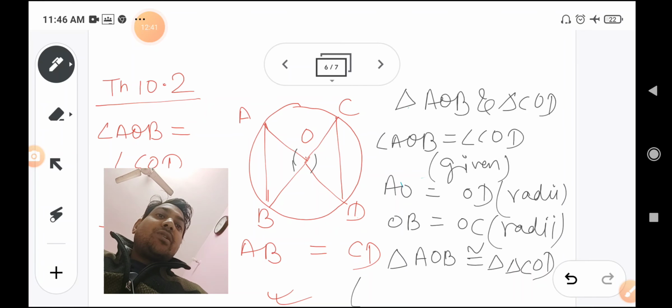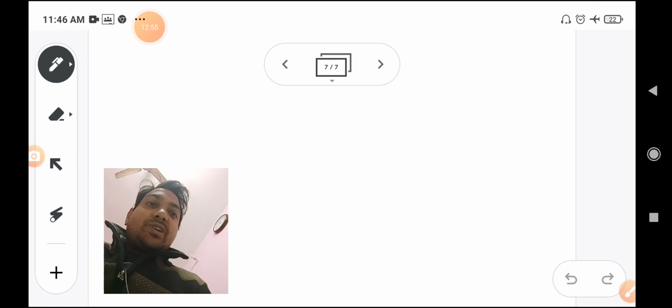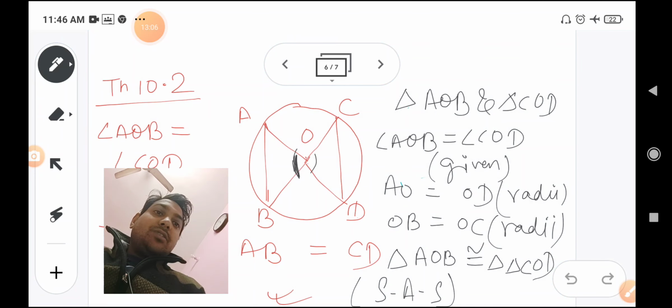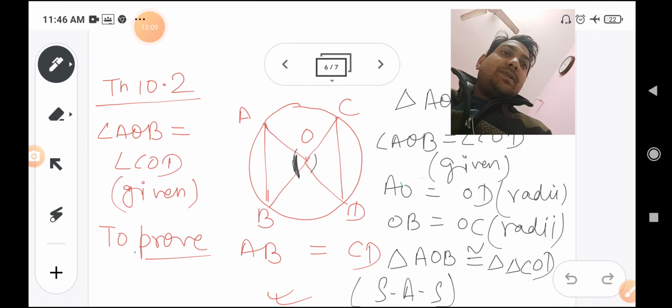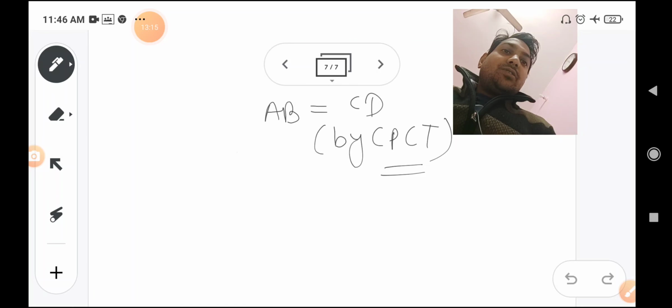What is the congruency theorem? These are the two sides and here is the included angle. So side angle side congruency. So what inference, what result can we derive? So we can write AB must be equal to CD by CPCT. Right. This is the result which we need to prove. So AB equal to CD, this is the desired result which we have proved.